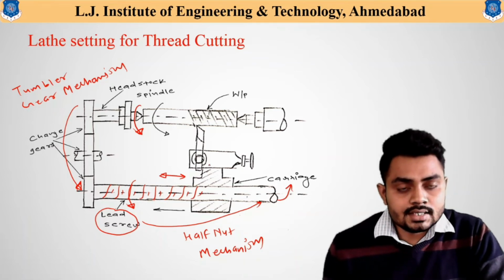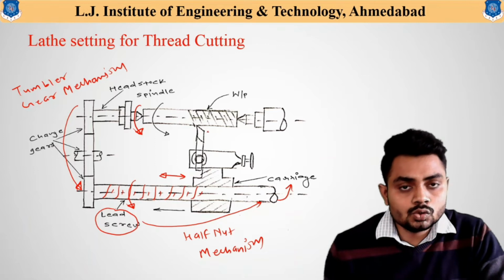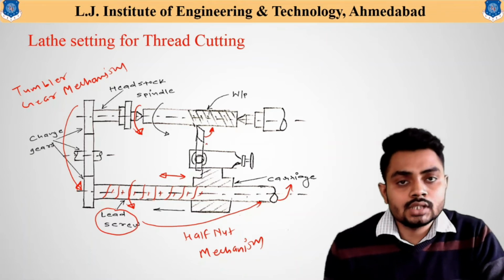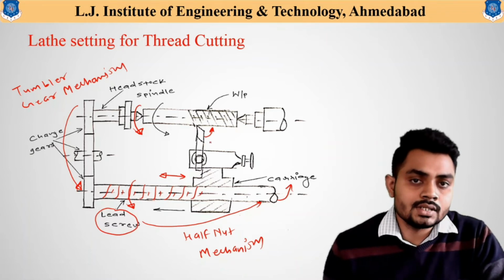Now as this carriage automatically moves, this tool also automatically moves, and this tool is touched to the workpiece, and it helps us to generate the thread on the workpiece.